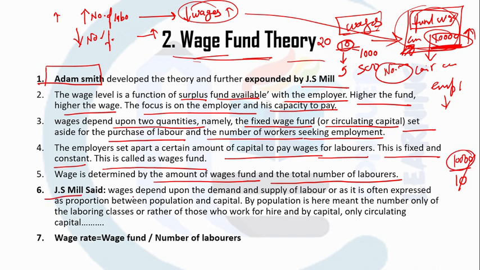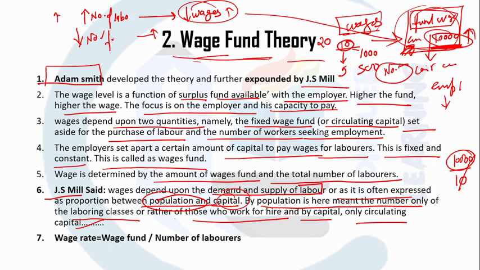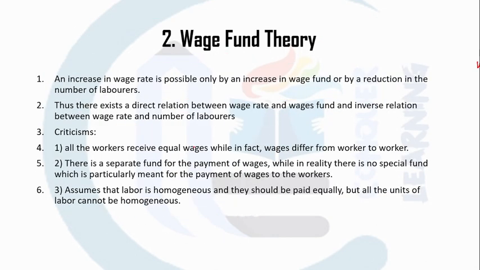So J.S. Mill said, wages depend upon the demand and supply of the labor, or often it is expressed as the proportion between the population and capital. By population here is meant the number only of the labor classes, or rather those who work for hire. By capital, only circulating capital. So here population means people who are available for work, and capital here is the fund, wage capital, circulating capital. So wage rate is equal to wage fund divided by the number of the laborers.